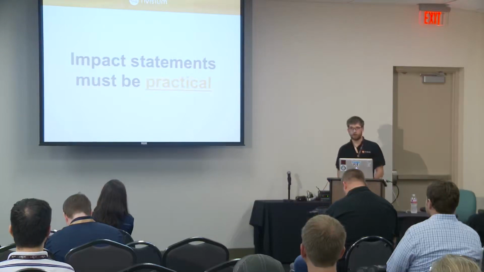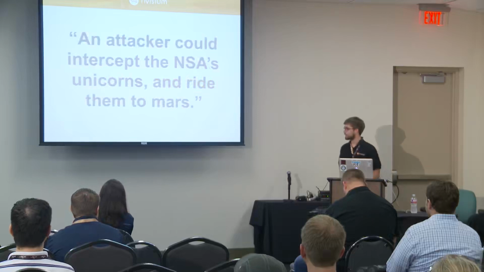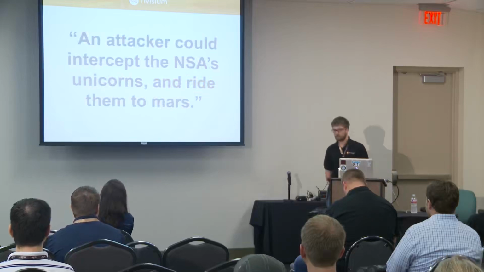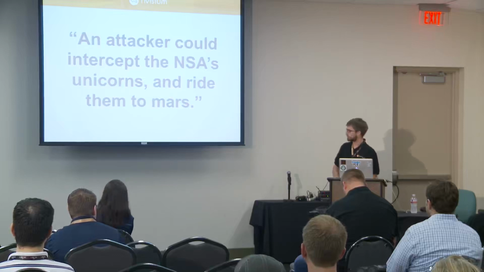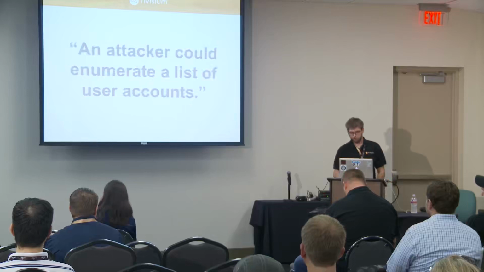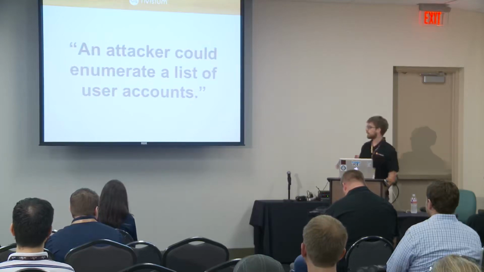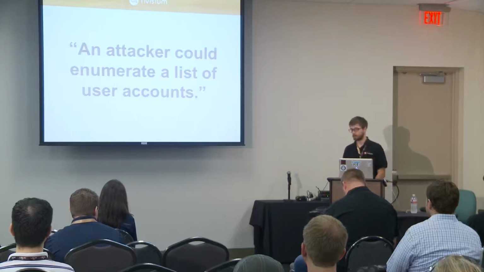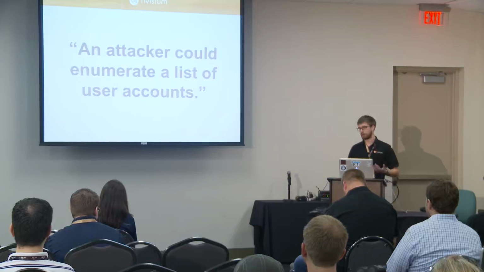So the impact statements have to be practical. For example, "an attacker could intercept the NSA's unicorns and ride them to Mars." That's not super practical, because we know the NSA doesn't have unicorns, and unicorns probably can't fly all the way to Mars. I'm not sure. They probably have to consume oxygen too, I think. So that's a non-practical example. This, on the other hand, is a very practical example: "an attacker could enumerate a list of user accounts." Seems pretty easy to do. If you're the attacker, you should probably do that.